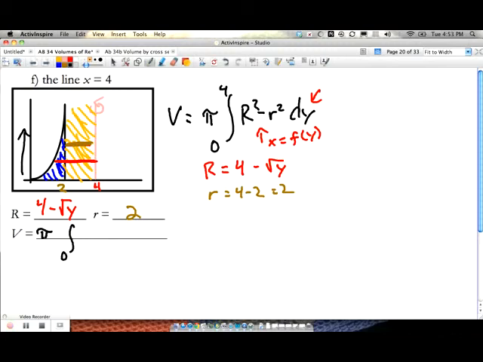When we set this up, we still have the constant pi. We're going from the integral from 0 to 4 of big R, which is 4 minus square root of y, quantity squared, minus 2 squared for that inside radius, dy.